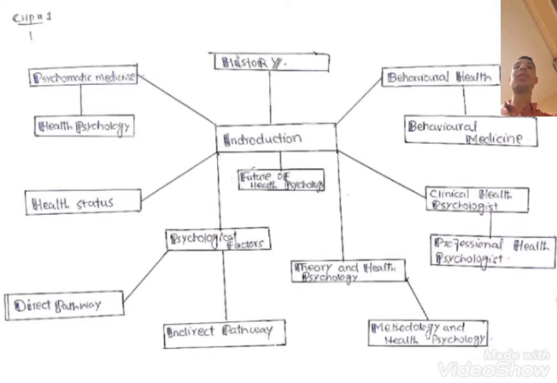Health psychology draws upon a range of psychological perspectives for its theories. For example, it uses learning theory with its emphasis on associations and modeling.